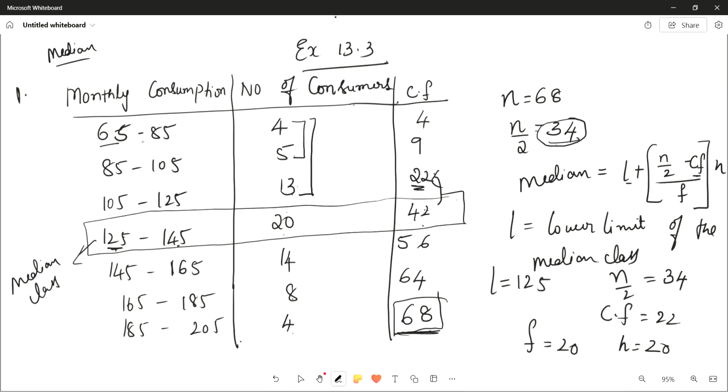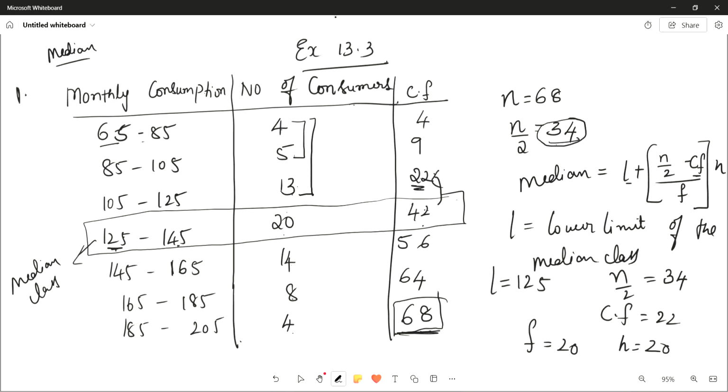Okay, median means what? This is the formula to calculate the median. Median is L plus n by 2 minus CF by F into H. This is the formula to calculate the median whenever we are using this frequency distribution table. In this, what are the terms? We'll try to know. L is what? Lower limit of the median class.